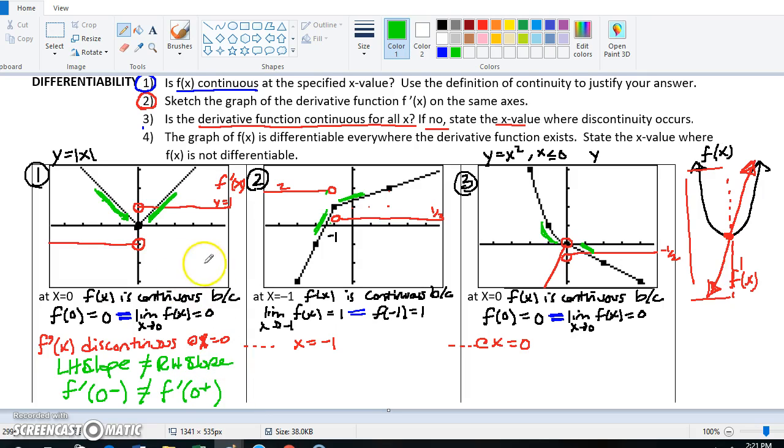A description of what's happening in each of these three scenarios is that this point on the graph is called a sharp point. Or it could be called a sharp corner.